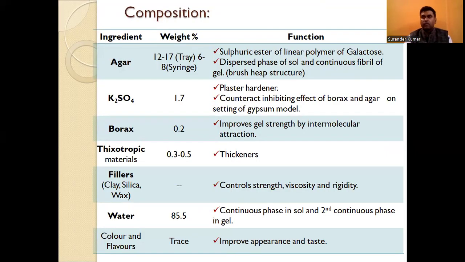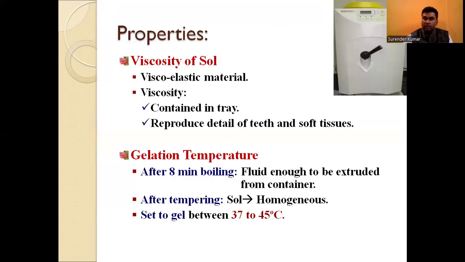Ingredients: agar-agar in the tray form is 12 to 17% by weight and 6 to 8% by weight in the syringe. Potassium sulfate gives plaster hardness. Borax improves the gel strength by intermolecular friction. Isotropic material gives thickness. Fillers are there. Water is present at 85%, and coloring elements.